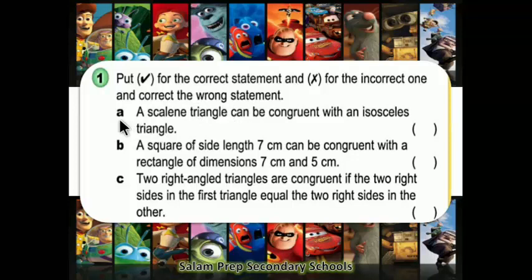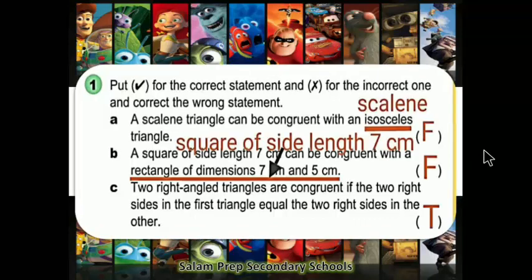The first one, a scalene triangle can be congruent with an isosceles triangle. Excellent. Wrong. We can correct the wrong statement. We can put scalene instead of isosceles. So the statement will be: a scalene triangle can be congruent with a scalene triangle.